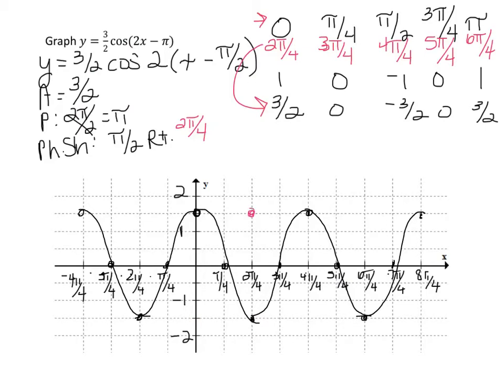But there's your 2 pi over 4, and then 3 pi over 4 will be here, 4 pi over 4 is here, 5 pi over 4, 6 pi over 4, and then you can simply continue this pattern as well. Moving backwards, we would go backwards here.